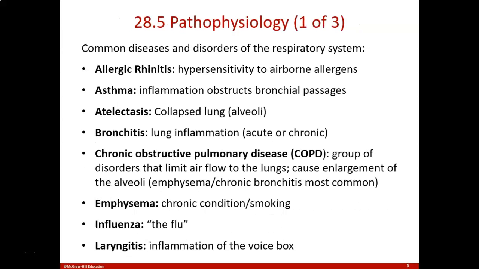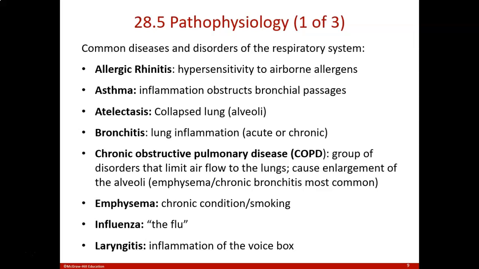Okay, so these next couple of slides will talk about some of the disease processes that can affect the respiratory system. So the first two that are listed here are allergic rhinitis and asthma. And the reason why these are important is because these are actually hypersensitivity reactions to an airborne allergen of some sort, okay? When we're dealing with allergic rhinitis, we're dealing with symptoms that are primarily in the upper respiratory tract, okay? Nose, throat, it even includes the eyes.